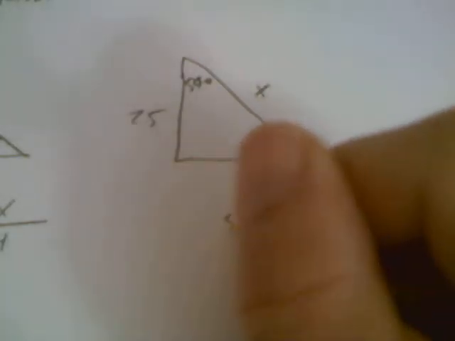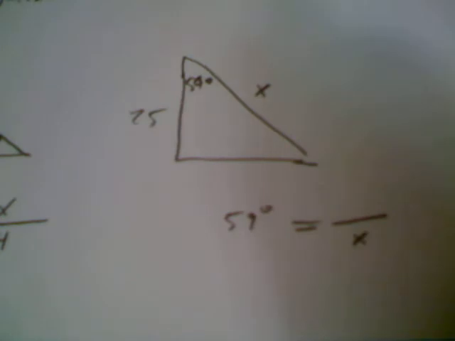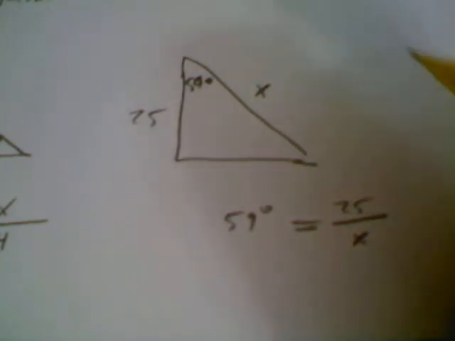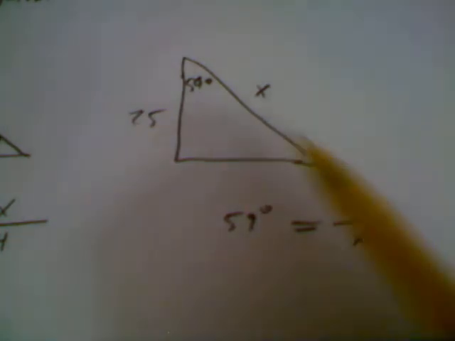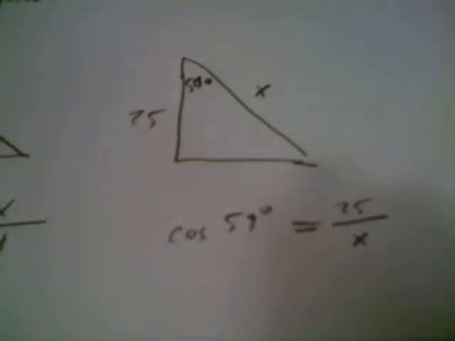Well, again, what do we do? What do we have? What do we know? We know we have something 59 degrees. We know that our hypotenuse, which is in our denominator, is x. And we know that the other one is 25. But what is 25 in relation to 59? Well, it is adjacent. So it's cosine. Cosine of 59 degrees equals 25 over x.